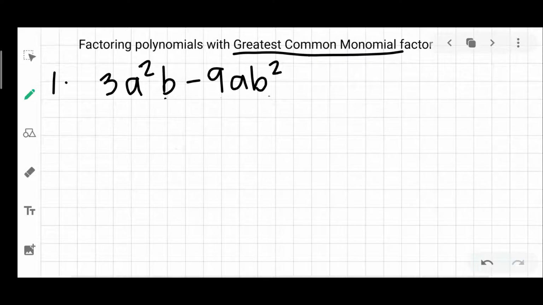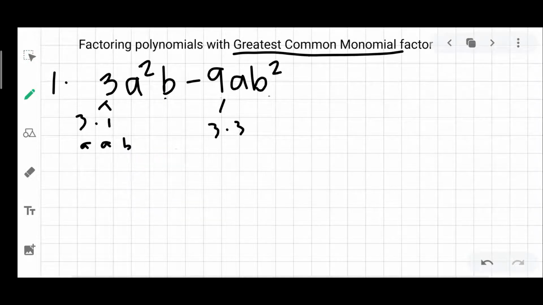Okay, so dito meron tayong dalawang terms. The first term is 3a squared b. The second term is negative 9ab squared. So this is our first example. First, let's get the factors of 3 and 9. We have 3 times 1. 3 times 1 is 3. 3 times 3 is 9. We have 2a. 2a is here because of a squared. We have b.